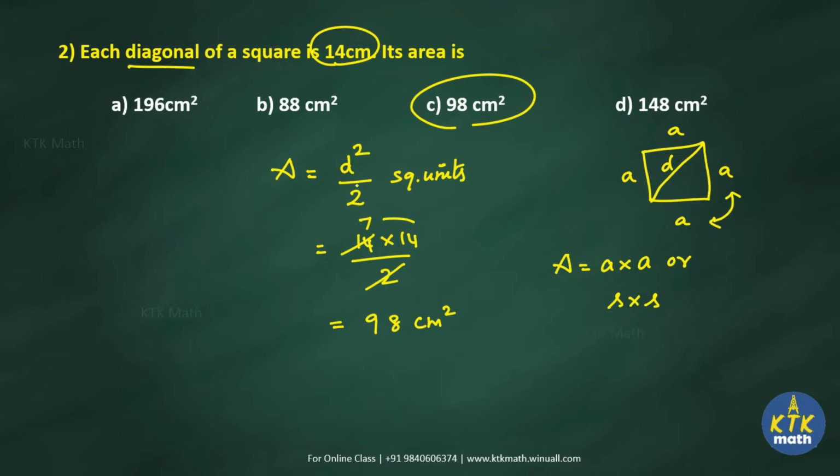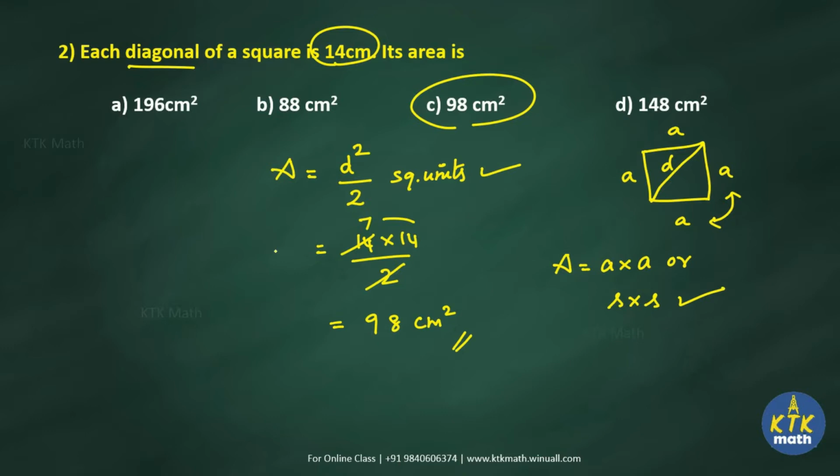When diagonal is given, you need to square it and find half of that. So D square by 2. So 14 times 14 over 2. I am cancelling with 7. 14 sevens are 98. So there are two kinds of formulas for area of square: one is in terms of side and another one is in terms of diagonal. So be clear with this one.